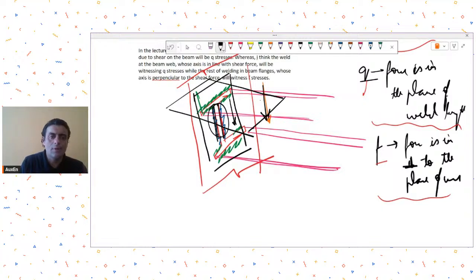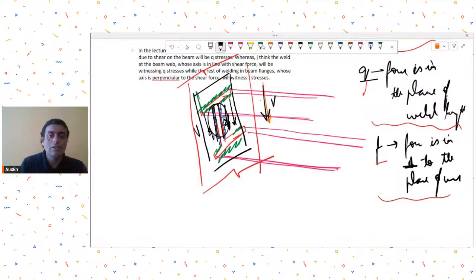But right now, the weld that I have drawn, which is connected to the web, the shear force V that will be acting, let's say V is acting like this, it is acting in the plane of the weld length. So that's why we will call it the Q stress. We will say that for this weld, the stresses will be Q stresses.